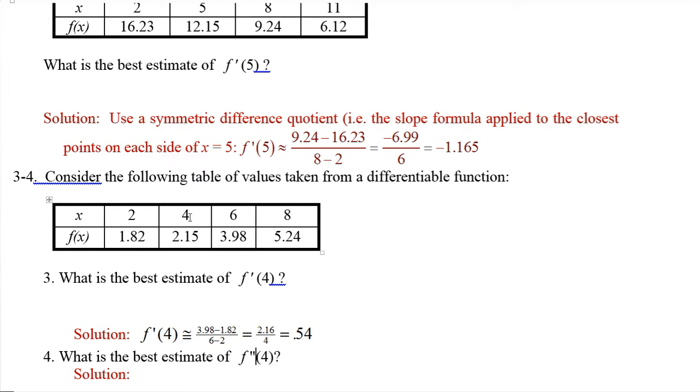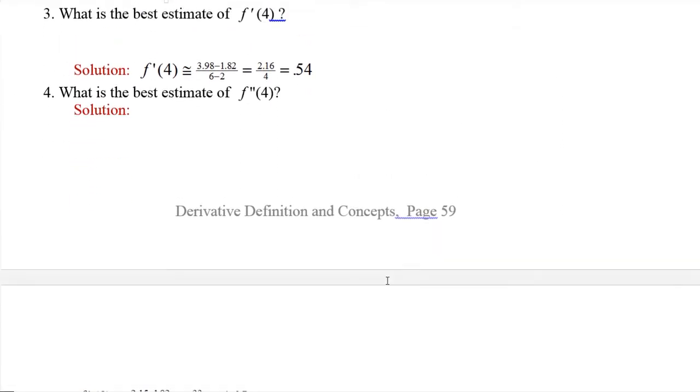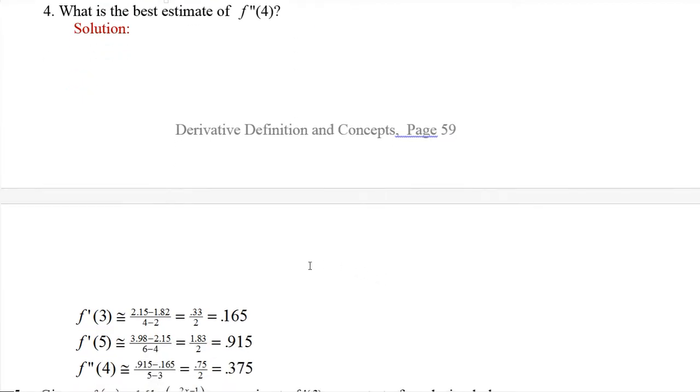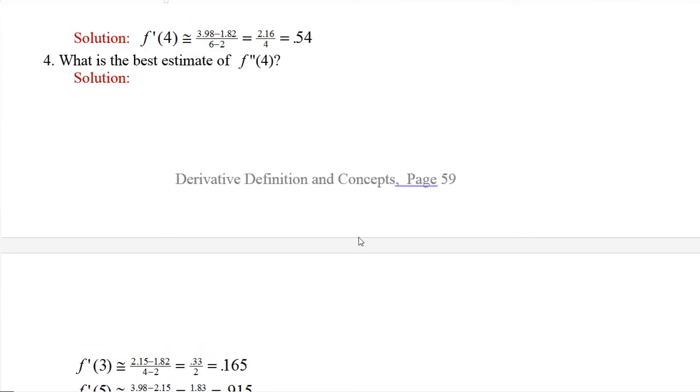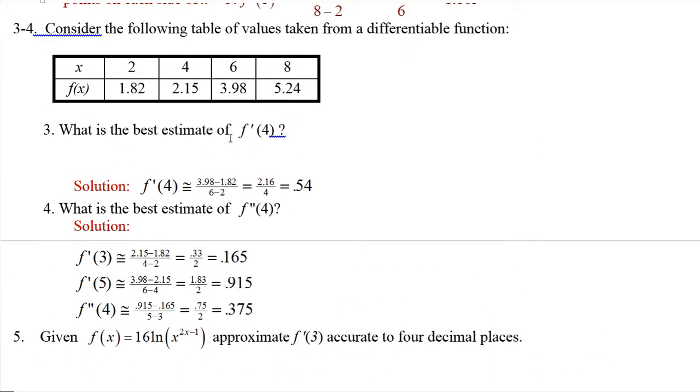We can get some derivative points nearby by taking these two points and doing a slope. That would give us the derivative somewhere between 2 and 4. Let's say at 3. That'd be a symmetric difference quotient for x equals 3. And if we take the slope between those two points, that would give us a symmetric difference quotient for x equals 5. So let's do that now.